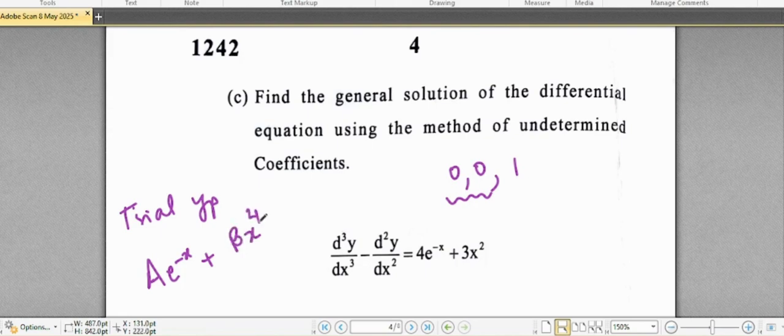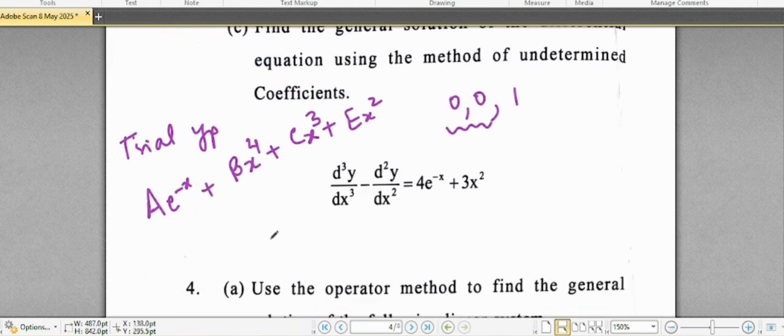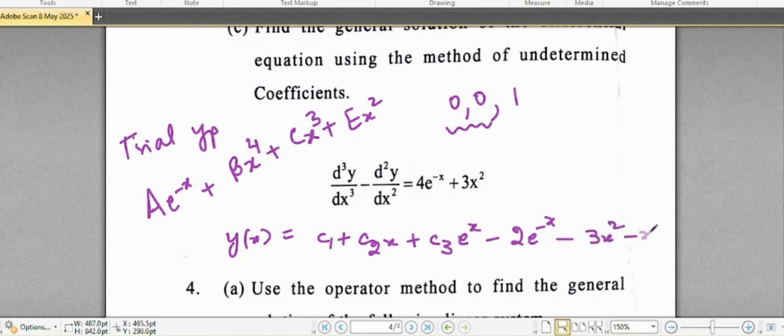So you will take it as bx^4 plus cx^3 plus ex^2, and then the other ones you do not have to take because they'll already be a part of YC. So you can try this trial YP, and YC is already known, so YC plus YP is going to give you the final answer. Let me write the final answer for this question, which I have calculated. The final answer will be C1 plus C2x plus C3 e to power x minus 2 e to power minus x minus 3x square minus x cube minus x^4 by 4. You can verify that the constants turn out to be this in this question.